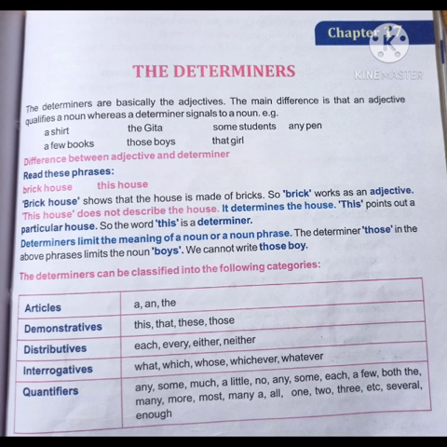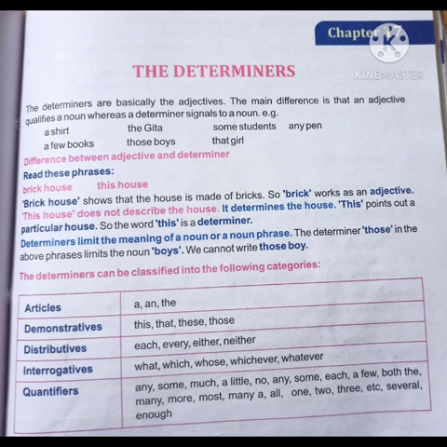As I told you, the name of the chapter is the determiners, and the determiners are basically the adjectives beta. An adjective is a word that is related to your noun, that qualifies your noun. Okay, the main difference is that an adjective qualifies a noun, whereas a determiner signals to a noun. Okay, there is a slight difference बेटा, सिर्फ थोड़ा सा ही difference है adjectives और determiners के बीच में.